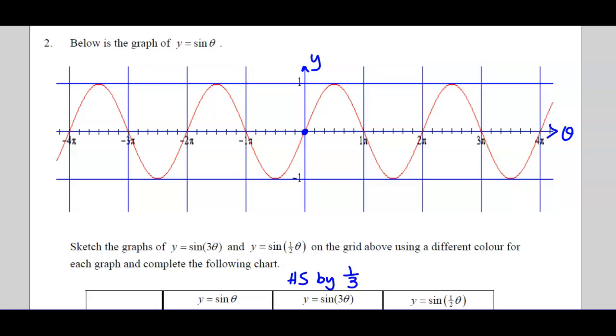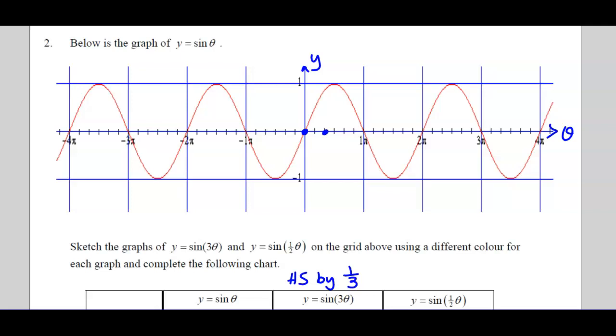Take a look at your intercepts. We have to take that x value and multiply by 1/3. Well, we've split each pi into 6 grid markings. So how many grid markings for 1/3? 2. So that point there is now going to be this point. It's compressed. You're going to get a lot of cycles. We're not going to do all of them. That point goes there.